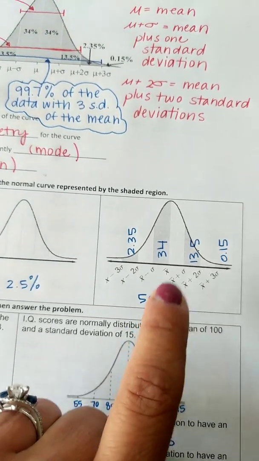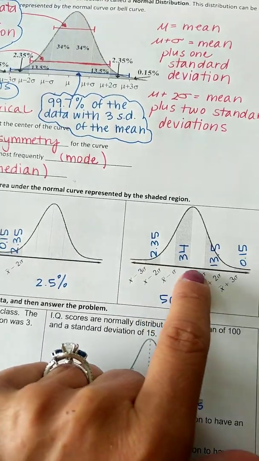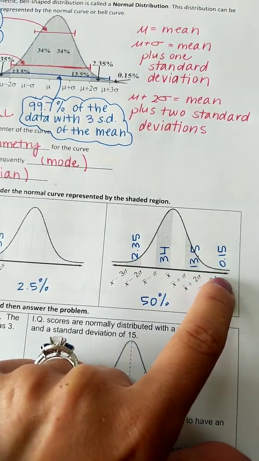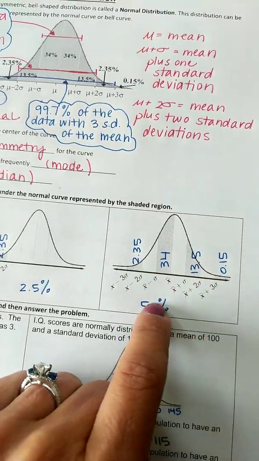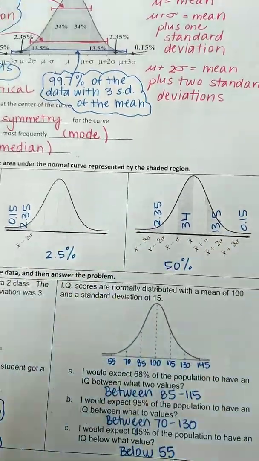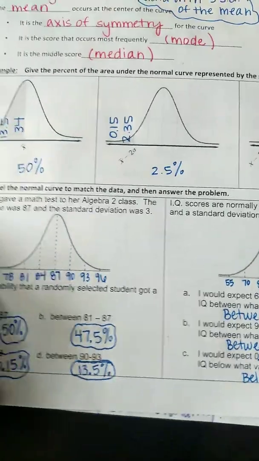Here, I go ahead and fill them out. 34, 13 and a half isn't shaded, 2.35. Coming this way, this would be 34, 13 and a half, 2.35, 0.15. If I add those all up, I get 50%, which makes sense because I could move this one over here and this one over here and it is half. Okay, so that's just the area under the curve.